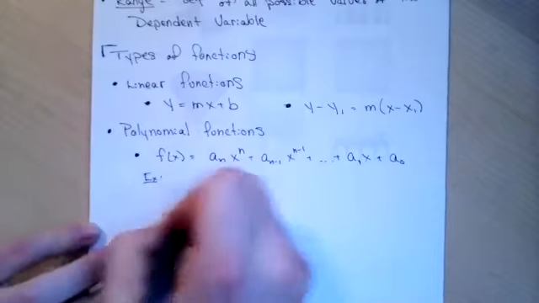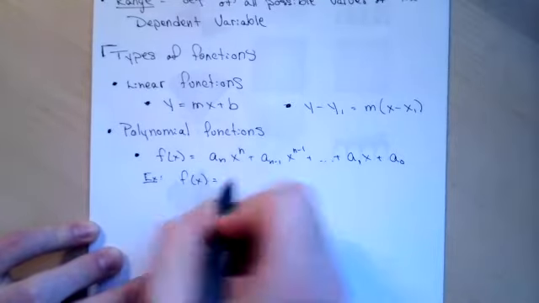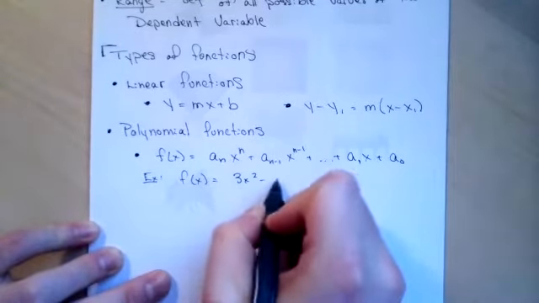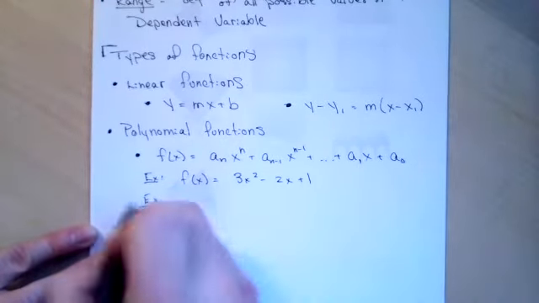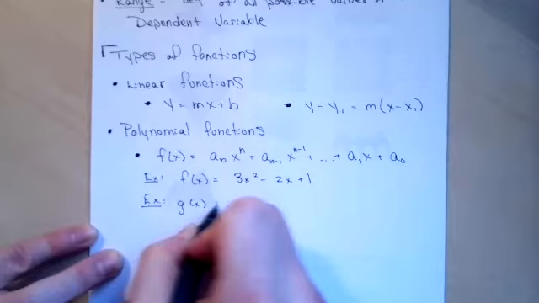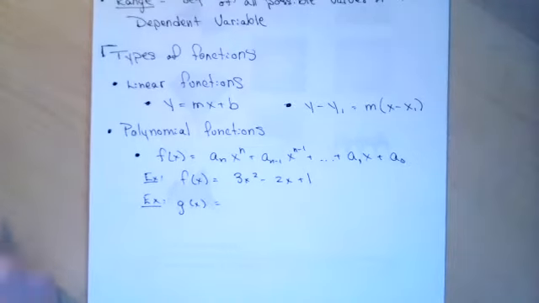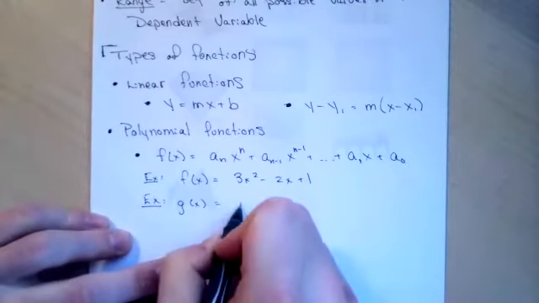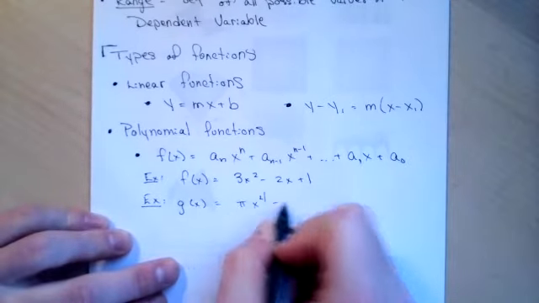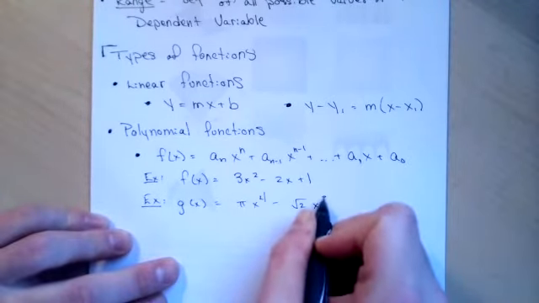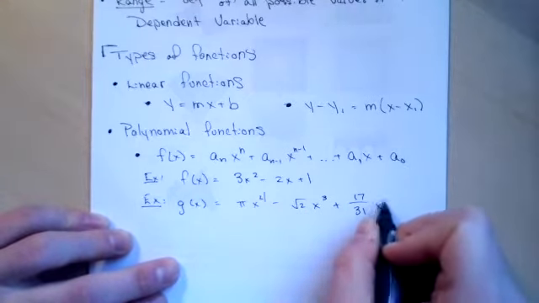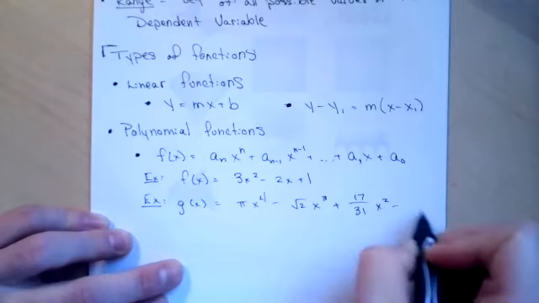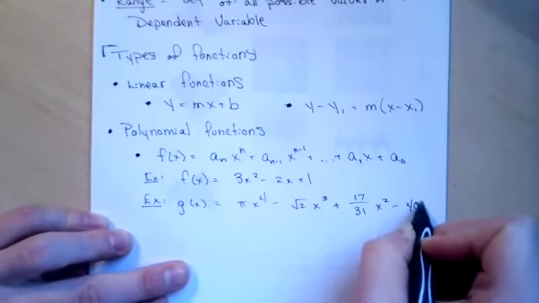Common examples, we see quadratic functions. But we don't always have to have nice integer values for the coefficients or even rational values. Again, the coefficients can be any real numbers. So we could have like pi x to the 4th minus root 2 x cubed plus 17 over 31 x squared minus 400x.